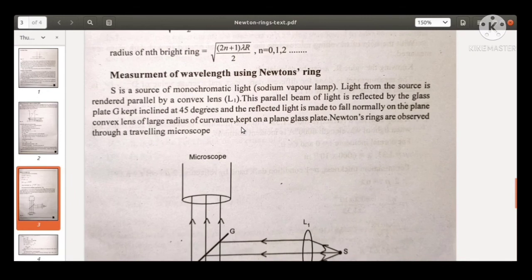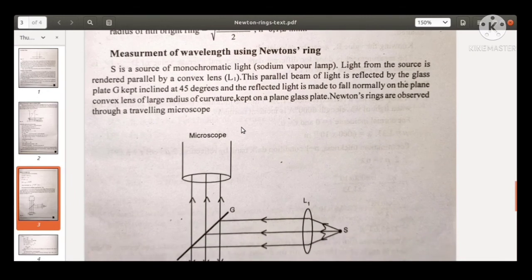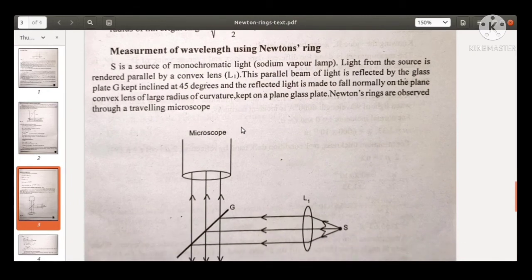Now we have to find out the wavelength. We can find out the wavelength of a given source of light using the Newton's ring arrangement. For this, we will do it in our lab for your practicals. So you can do this in the lab.